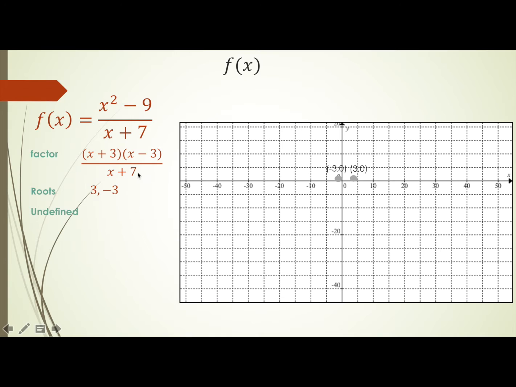The function is undefined when the denominator equals 0. That happens at x equals negative 7. This is our vertical asymptote. Let's plot that on the graph. The function will get really close to this line, but never touch it.